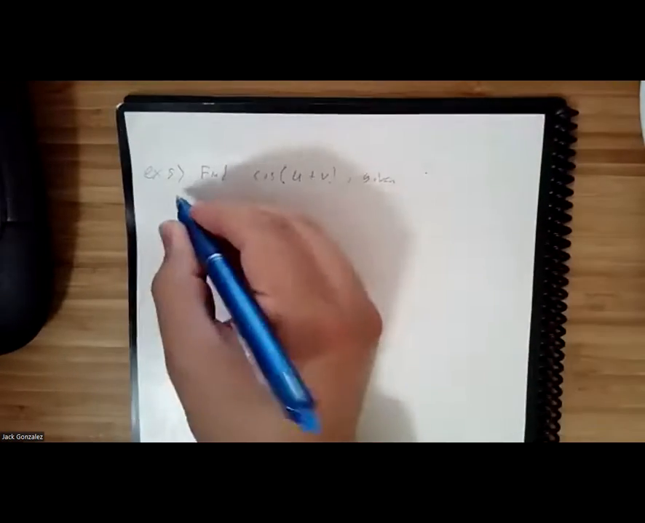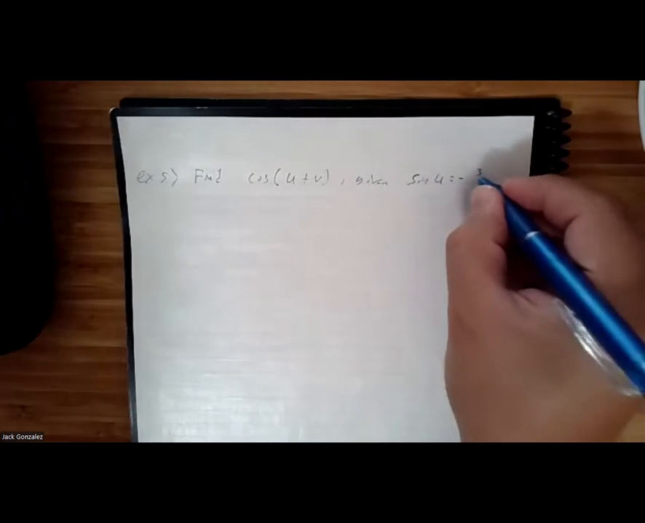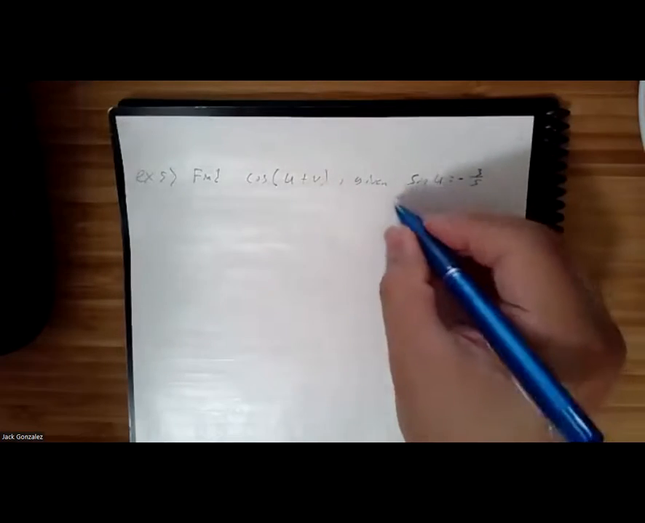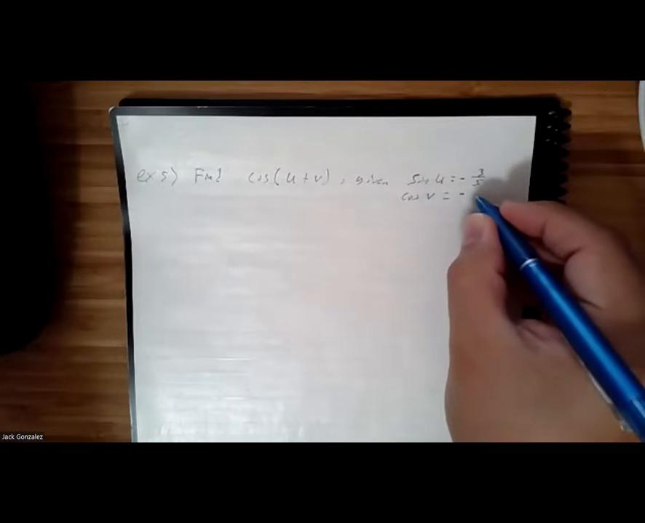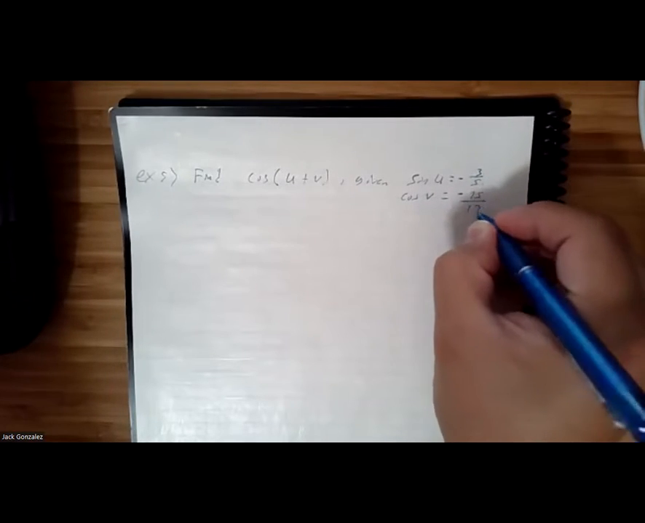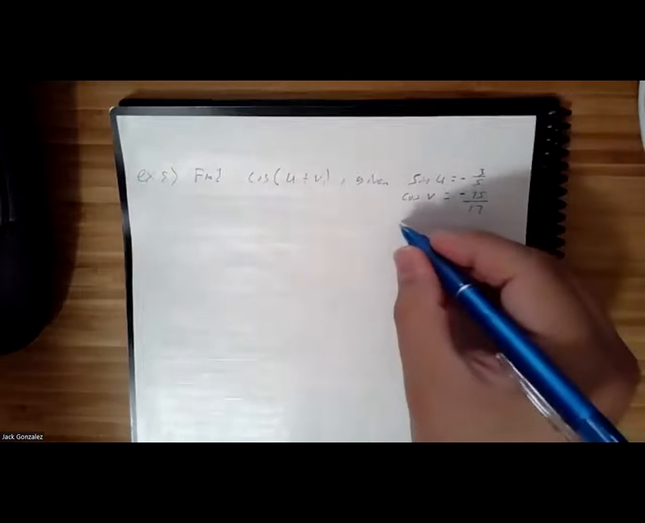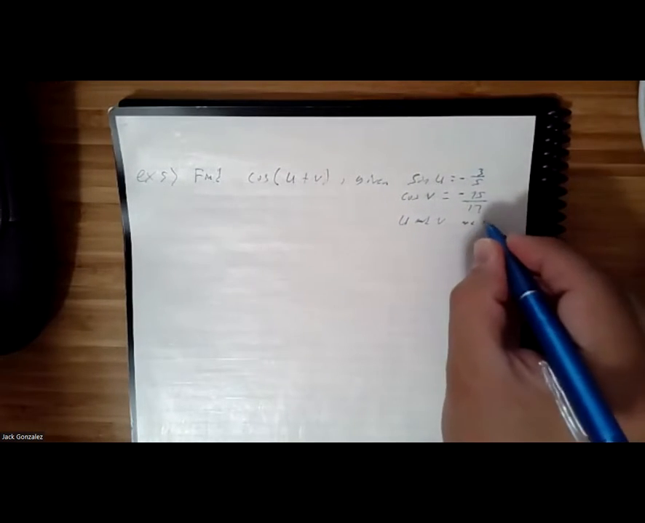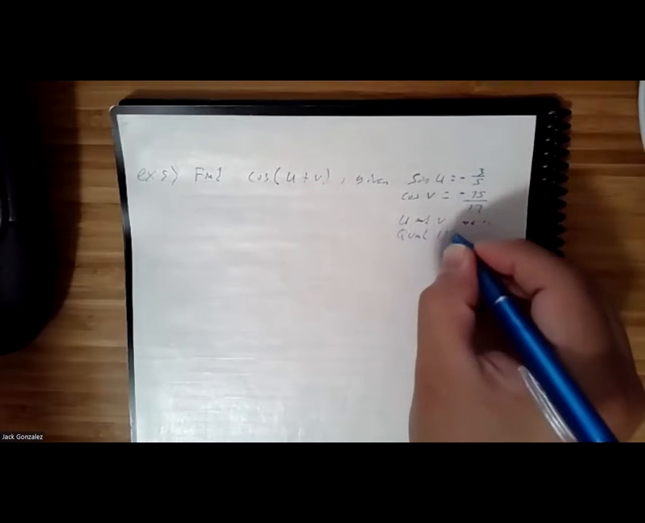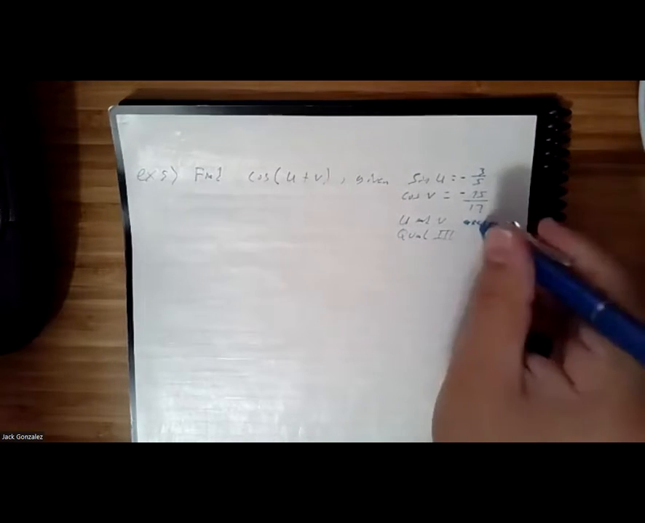Given that sine u is equal to negative 3/5, cosine v is equal to negative 15/17. Okay, so what you're going to do, and also to give us this hint, right? U and V are in quadrant 3. So that's what they said in the question. I wrote that.